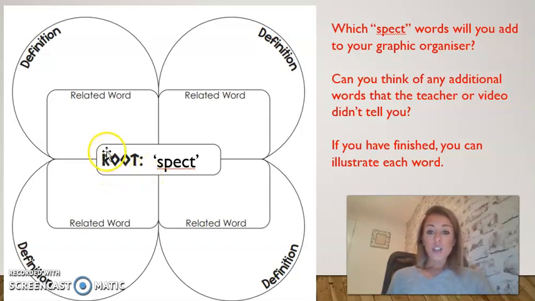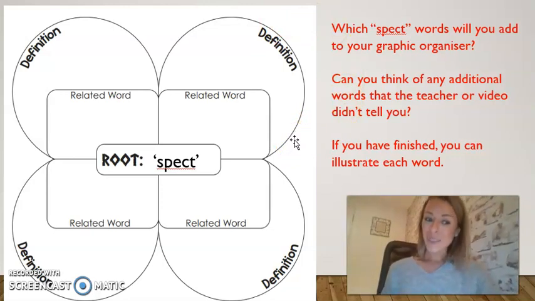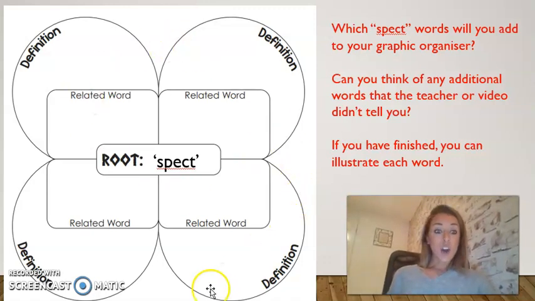So you are going to write the word root in the middle and use perhaps a ruler, or you could draw around something round, so a cup or something. Make sure you ask a parent or carer first though, please. And you are going to create your own version of this graphic organizer. And everyone is going to be doing the word spect.